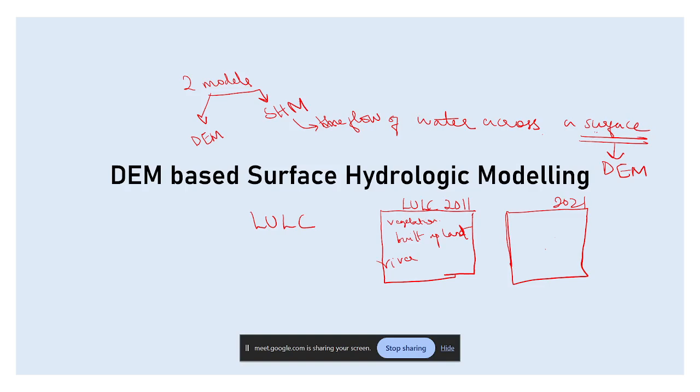And then, especially in the case of surface hydrologic modeling, we are trying to understand how water behaves, how it is going to flow over the earth surface, and how it is going to create different features like geomorphic features, or boundaries, that kind of thing.